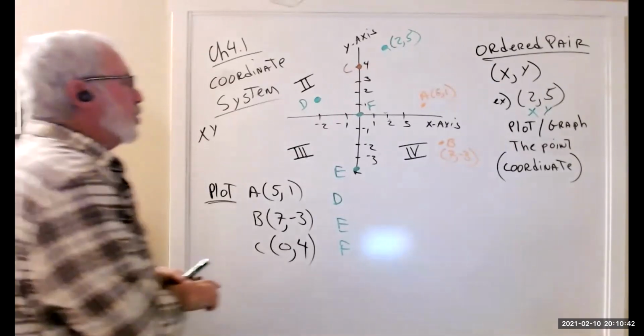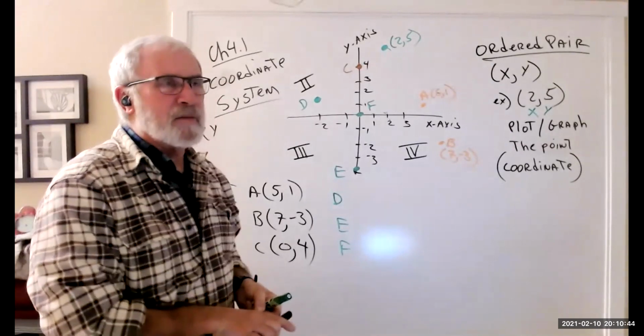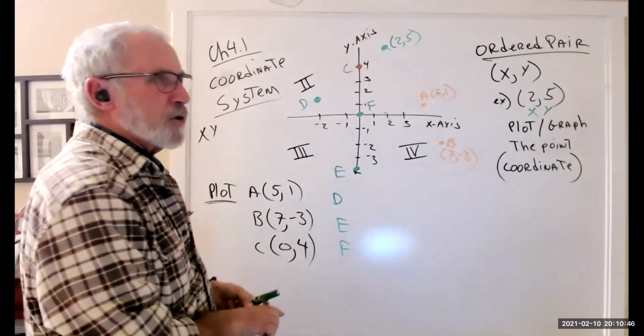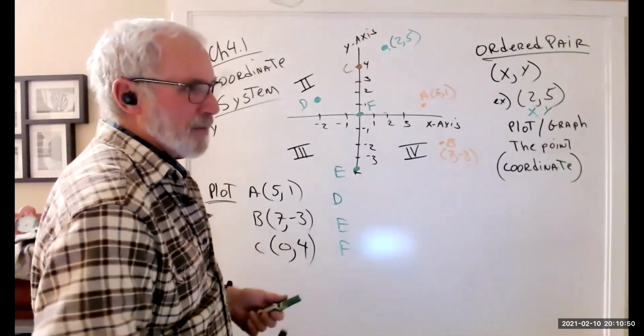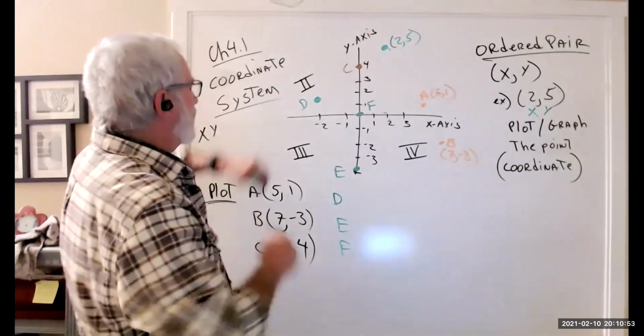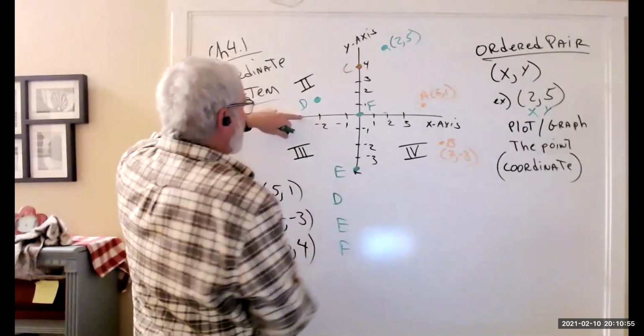Okay, now your answer may be slightly different than mine because your scale on your graph might be different than mine. But as long as we're close, I'm happy. So anybody want to take a shot at D? What do you think D is?